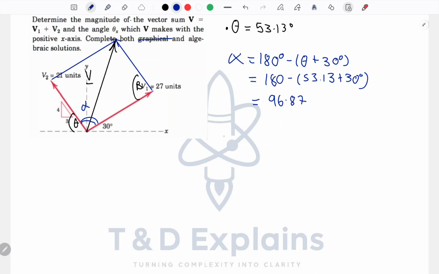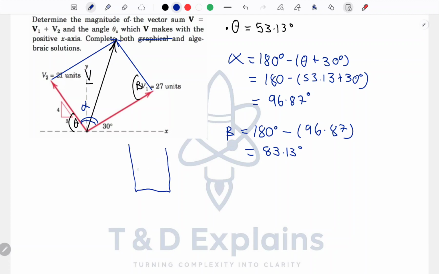Now from this we can say beta is equal to 180 degrees minus this 96.87. The answer is 83.13 degrees. This comes from the fact that angles in a parallelogram are supplementary. These angles that are opposite or adjacent, I don't know which one is the word, they always add up to 180 degrees.